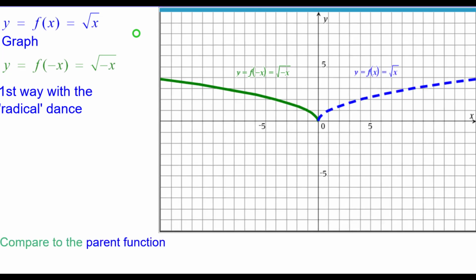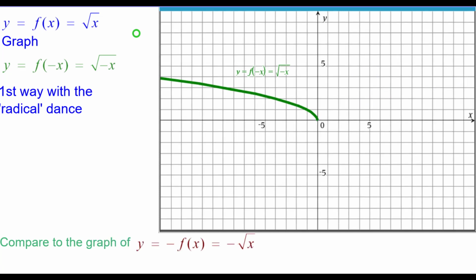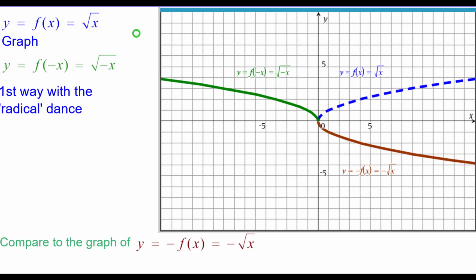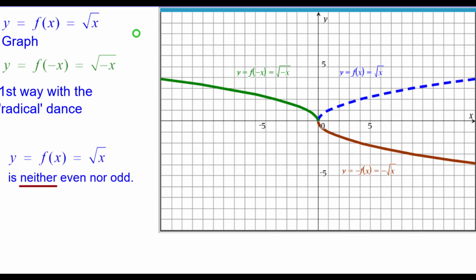And comparing it to the parent function, you can see that the function is not equal to its opposite. So this is not an even function. We can now compare to the graph of the opposite of f of x, and that's in brown here. And you can see that the green graph is not equal to the brown graph. And so that means this is not an odd function either. So the square root is neither even nor odd.